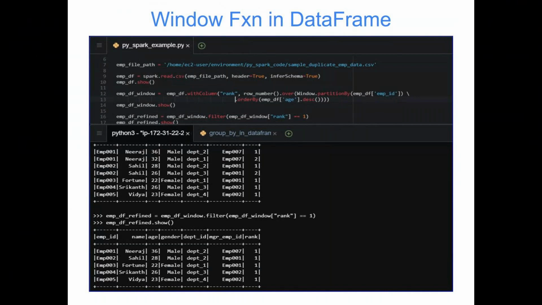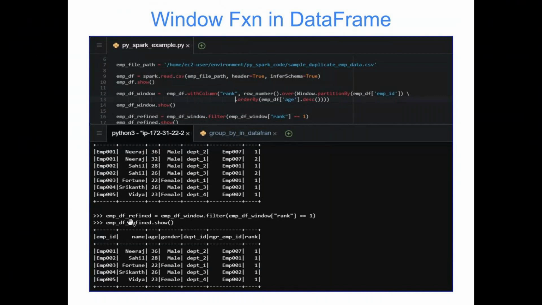And as we discussed yesterday, you cannot delete the data from a data frame. So what we will do is, instead of deleting from this data frame, I will create another data frame with a filter condition. So you can see this. Employee df refined is equal to employee df window, this one, right? After applying the window, dot filter, and rank is equal to 1. That means out of this, whichever is rank 1, just take it out into a new data frame.